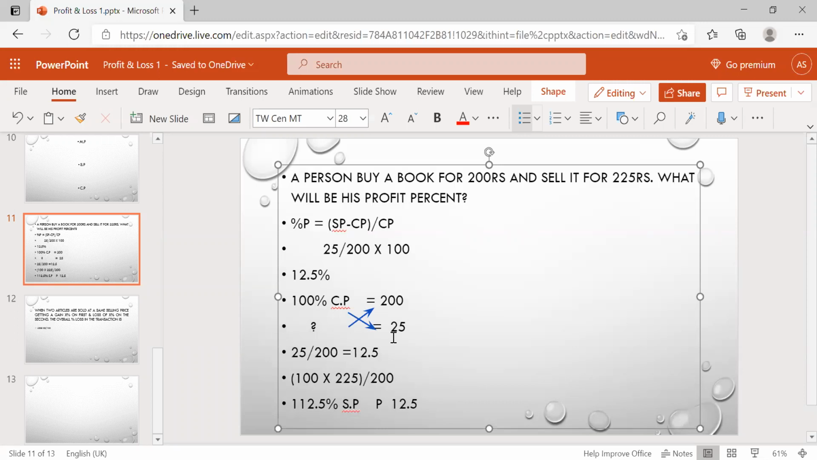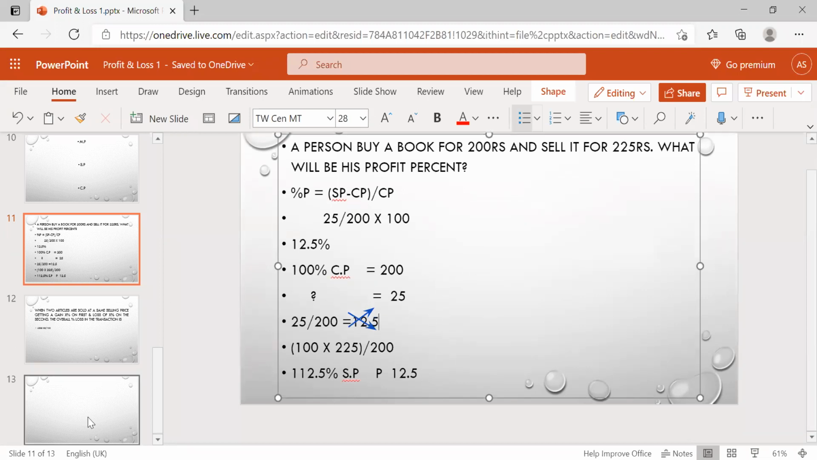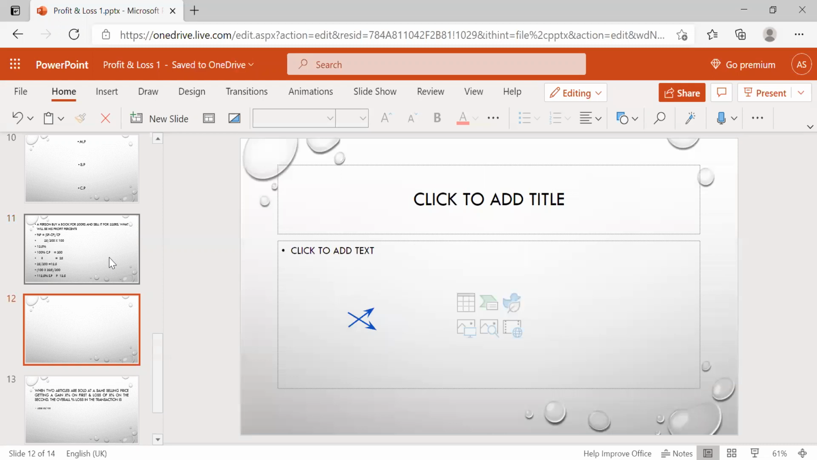If 100% of the cost price is nothing but 200, that means 225 rupees, the selling price, is nothing but 112.5%. Okay, if you are calculating only profit, so 25. We know how to calculate 25 with how much percentage of 200 rupees. We already seen that in percentages concept. Okay, now this is the thing here. Now we'll give another question for you. Try to solve that one.